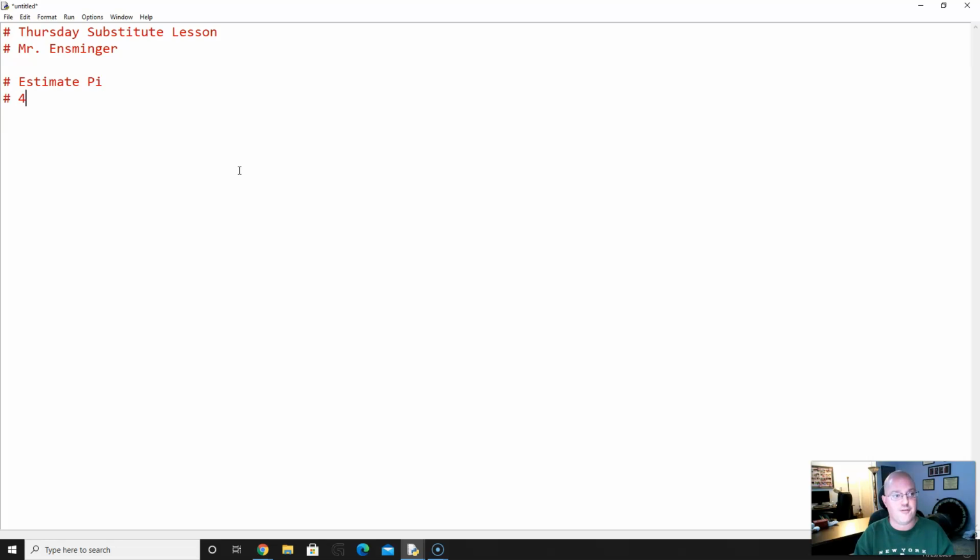You start with 4 over 1, and then every term alternates, positive, negative. So 4 over 1 is positive, and then we alternate by saying 4 over 3. So the numerator stays 4. The denominator is going to be the odd numbers going up. So 4 over 5 added, then subtract 4 over 7. Add 4 over 9, subtract 4 over 11.